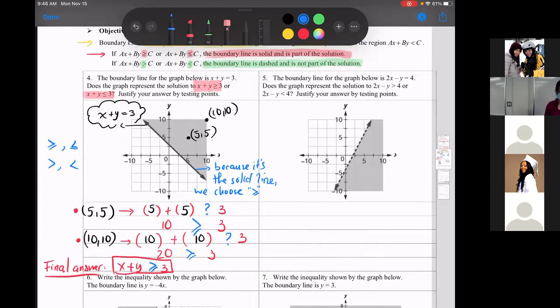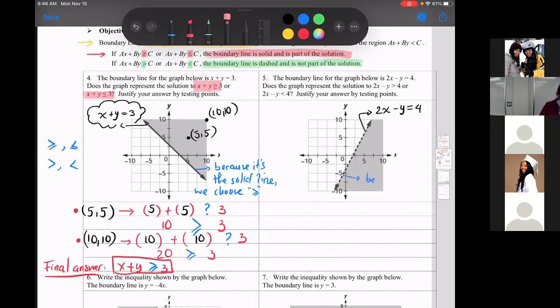Do you have any questions from number 4? Yeah, now you do, Kyla. Yeah, if good. Number 5, the equation is 2x minus y equal 4. So this dash line right here represents the equation 2x minus y equal 4. And they ask you the same thing because it's dash.